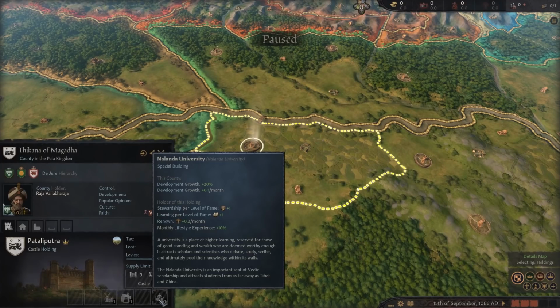The Nalanda University is an important seat of Vedic scholarship and attracts students from as far away as Tibet and China. Now, this gives you countywide plus 20% development growth and plus 0.1 development growth. On top of that, empire-wide, you get a stewardship per level of fame of plus 1, learning per level of fame of plus 1, renown of plus 0.2 per month, and monthly lifestyle experience of plus 10%. So this is an important one to have in your realm.